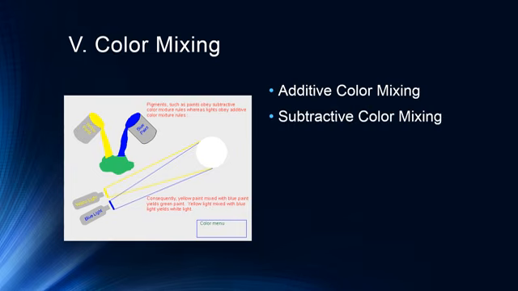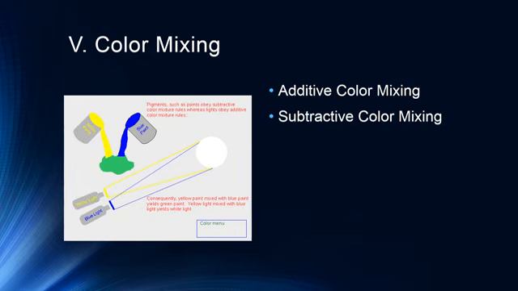Pigments such as paints obey subtractive color mixture rules because what you're doing is subtracting out more wavelengths of light. So when you mix blue paint and yellow paint together, the reason it looks green is because the light now being reflected back to you is green, because you have subtracted out some of the other wavelengths. Whereas if you add a blue light to a yellow light, you get a white light.